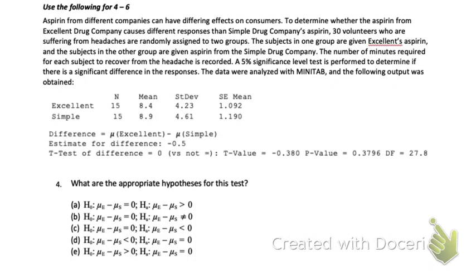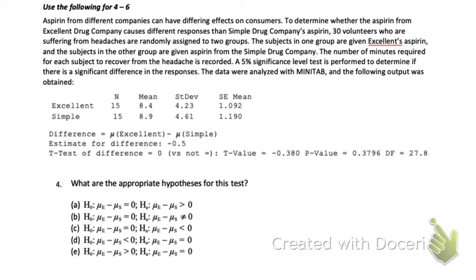All right. Aspirin from different companies can have different effects on consumers. To determine whether the aspirin from Excellent Drug Company causes different responses than Simple Drug Company's aspirin, 30 volunteers who are suffering from headaches are randomly assigned to 2 groups. The subjects in one group are given Excellent aspirin, and the subjects in the other group are given aspirin from the Simple Drug Company. The number of minutes required for each subject to recover from the headache is recorded. A 5% significance level test is performed to determine if there is a significant difference in the responses. The data were analyzed with Minitab, and the following output was obtained.